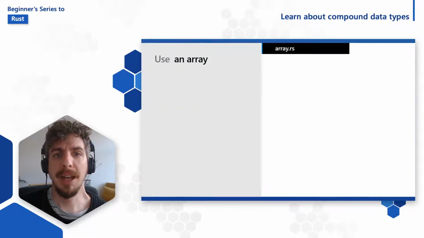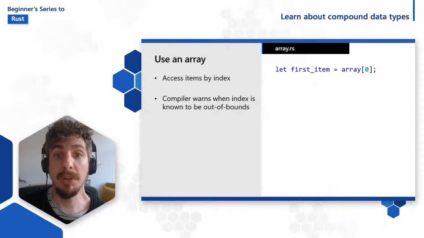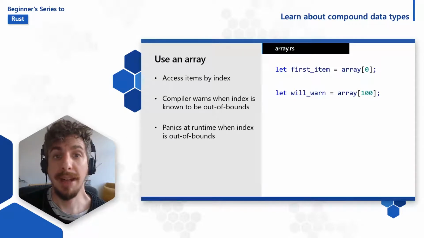We can access items in our arrays using indexing notation. All indexes must be numbers of type usize. Accessing an array with a number literal as an index that is known to be out of bounds of the array will produce a warning. If we try to access an item at an index not in our array, Rust will crash, known also as a panic.